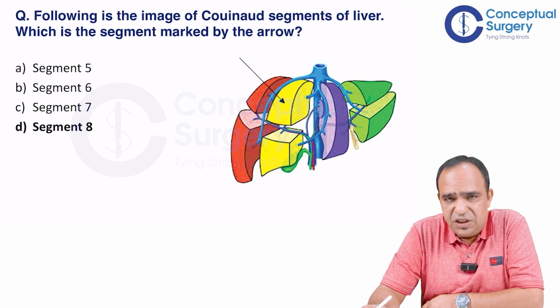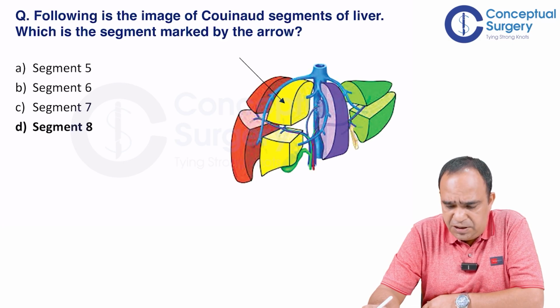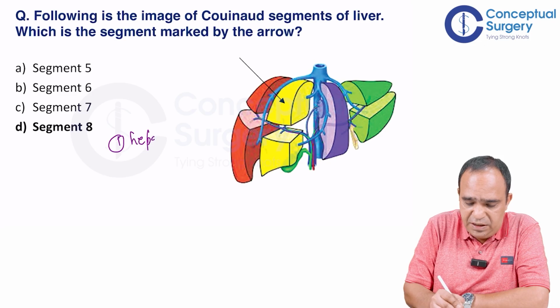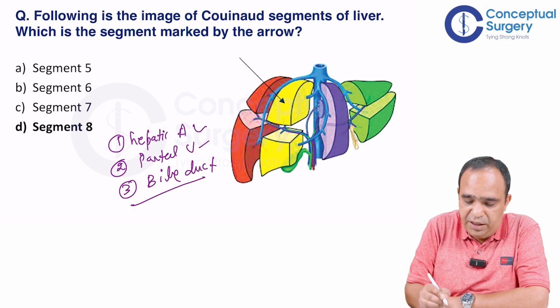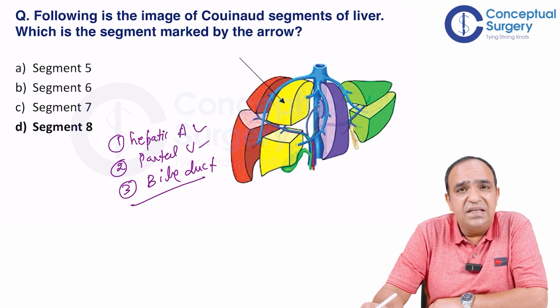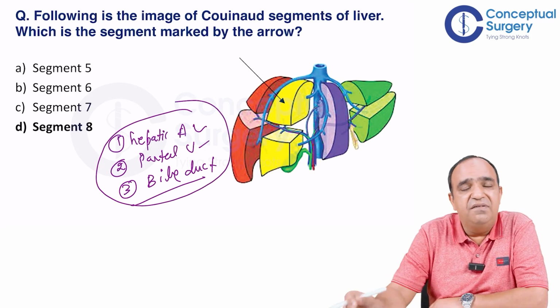Now, the segmentation of the liver is based on the triads, the portal triads, right? You must be knowing the three structures going to the liver: the hepatic artery, the portal vein, and the bile duct. Hepatic artery and portal vein are carrying blood to the liver, and bile duct is taking bile out of liver. So these are the three structures at the liver hilum.